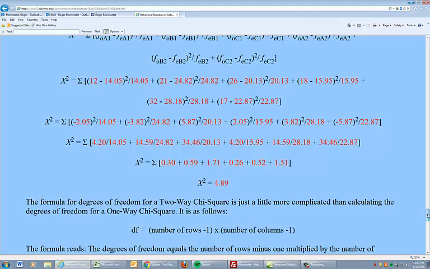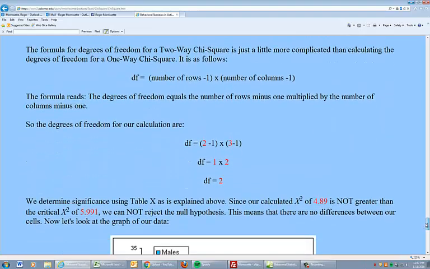Now the degrees of freedom is a little different. Degrees of freedom is the number of rows minus 1 times the number of columns minus 1. So we had 2 rows and 3 columns, so sure enough, we have 2 degrees of freedom. From here we can go right to our table X. We can determine if this chi-square is significant. Determine significance the exact same way, except you use a slightly different version of degrees of freedom. That's the example of using a two-way chi-square.